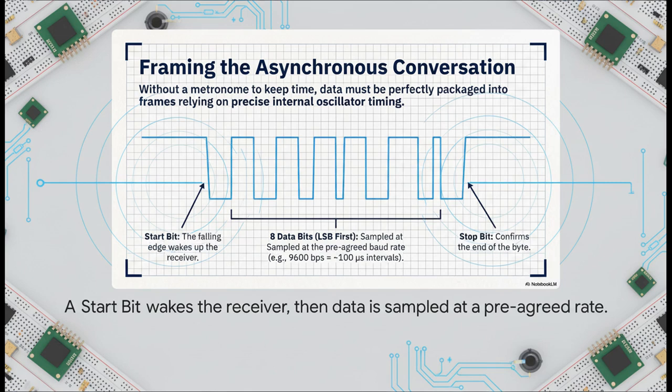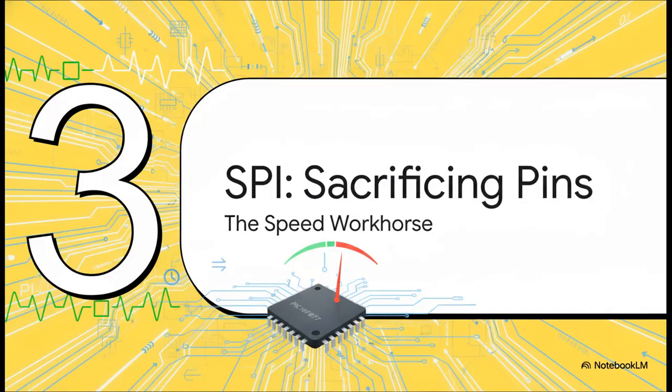See that start bit? That's where the line goes low, and it's basically a wake-up call shouting, hey, data is coming. After that, both devices have to rely on a speed they agreed on beforehand, the baud rate, say 9600 bits per second. They use that rate to sample the data bits at just the right moments. A final stop bit says, okay, we're done. It's all about timing.